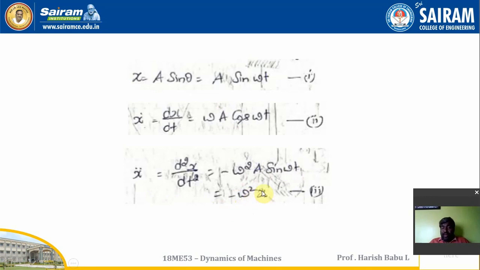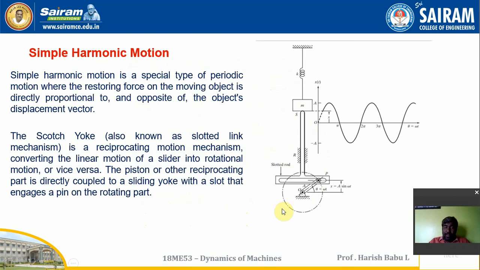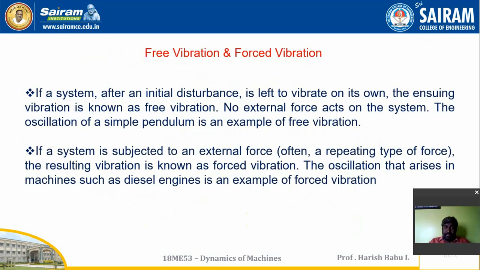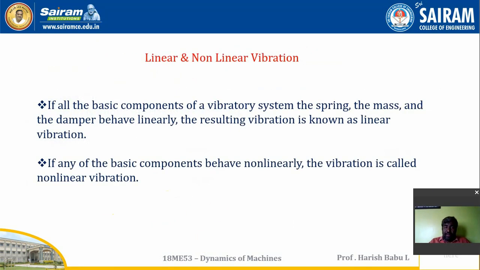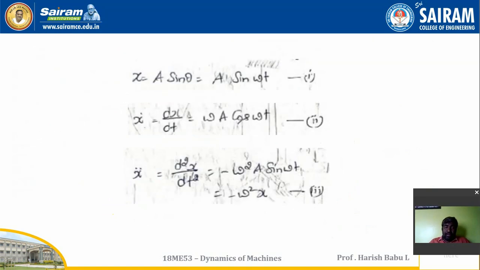If I take omega square into x to this side, it becomes x double dot plus omega square x equals 0. If you take the example of a spring-mass-damper system, we get m x double dot plus c x dot plus k x equals 0. If I leave out the damping term, it becomes m x double dot plus k x equals 0. If I divide the whole equation by m, I get x double dot plus k by m into x equals 0. That is very similar to the simple harmonic motion equation, x double dot plus omega square into x equals 0, where omega square is nothing but k by m.